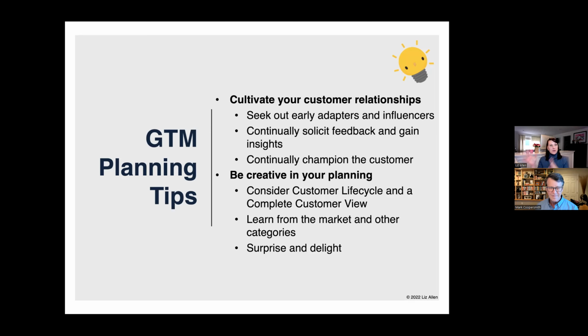So consider that customer life cycle we just talked about. I would learn from the market, learn from other categories. What has so-and-so done that's worked really well? Also, what has so-and-so done that didn't work? And what can we learn from that? They spent a lot of money, or they didn't spend enough money, or they went big too fast and then they couldn't keep up with demand. They needed to meter something out, or whatever the case may be.